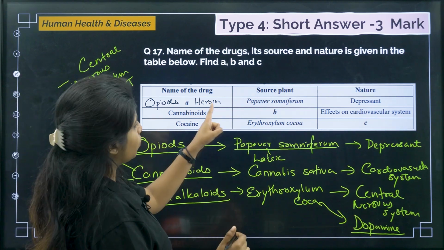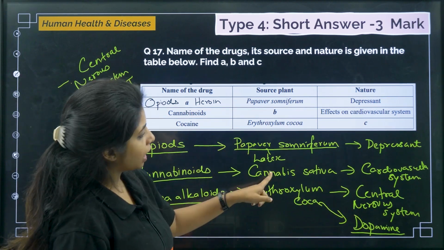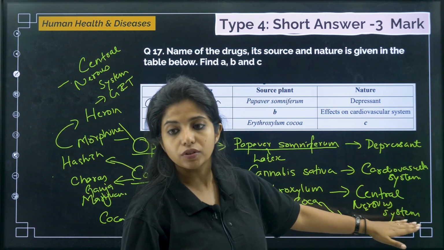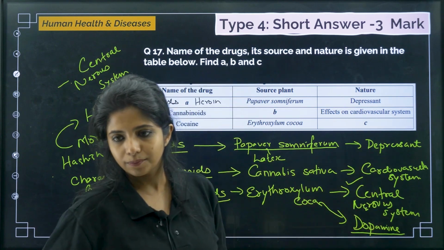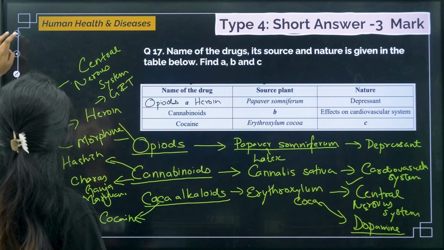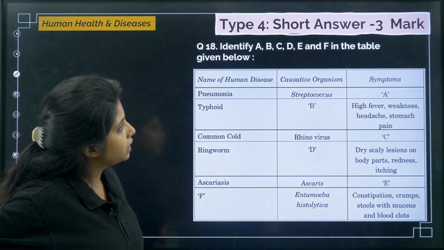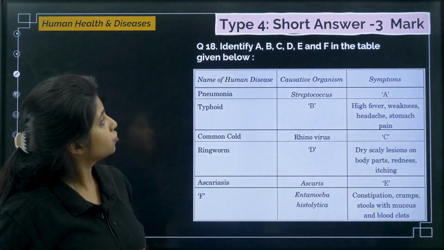So what is the answer for this? Opioids from heroin, cannabinoids from Cannabis sativa, and Erythroxylum coca and everything gives what affects the central nervous system. I hope this is done. Can we go on with the next question? So 3 marks you will get if you know all this. Okay, identify A, B, C, D, E and F in the table given below.